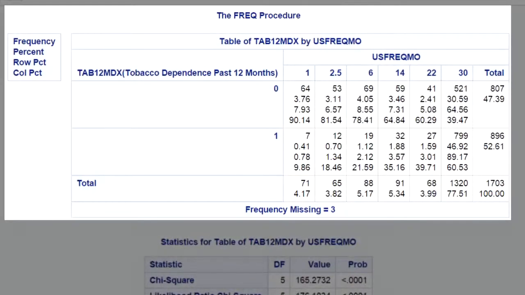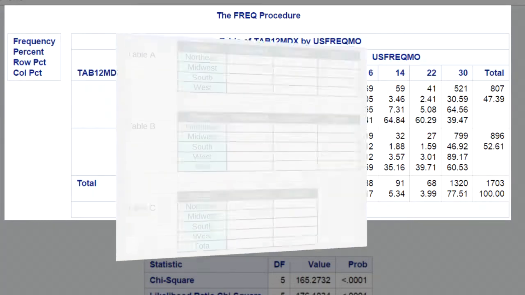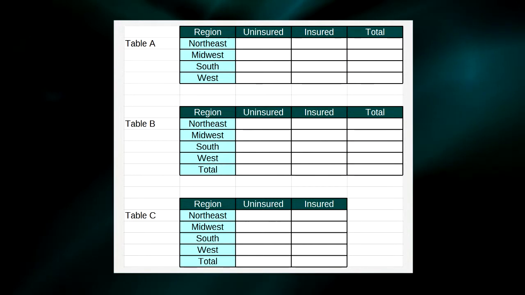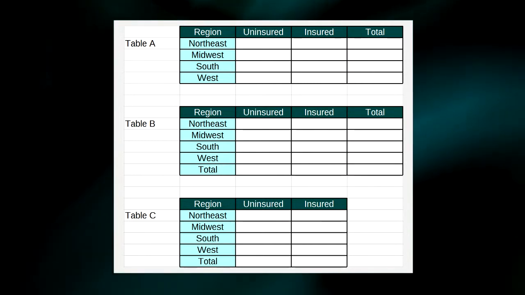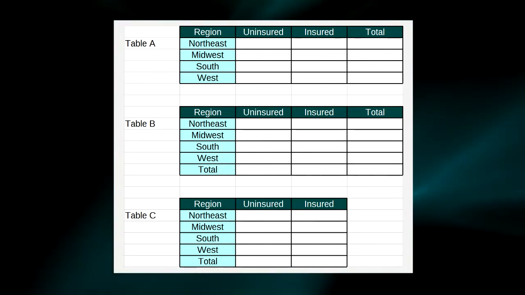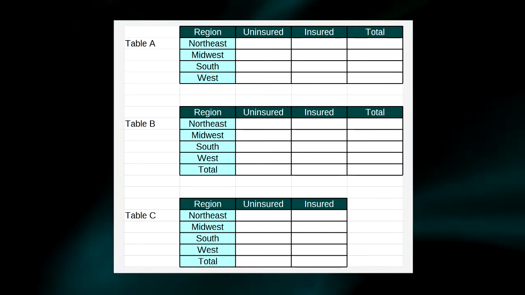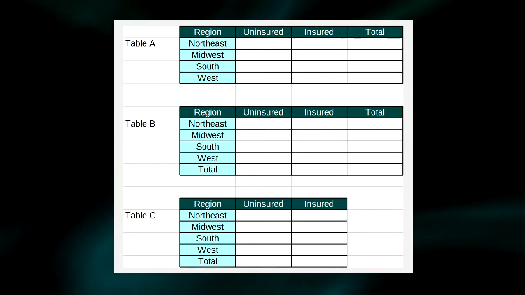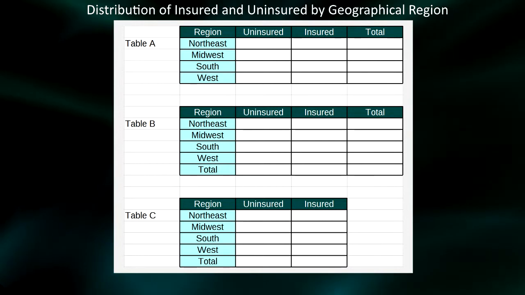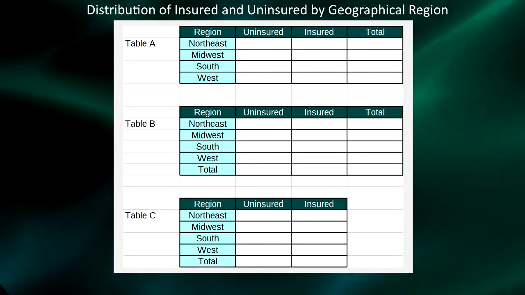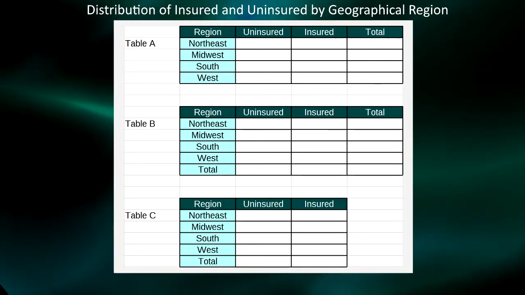A chi-square table can be very confusing on first examination. Before we try to interpret this output, let's look at 3 different tables that pull apart the different numbers represented in a crosstabs. For our example, we're going to use percentages from a chi-square table examining the distribution of insured and uninsured individuals by geographic region.